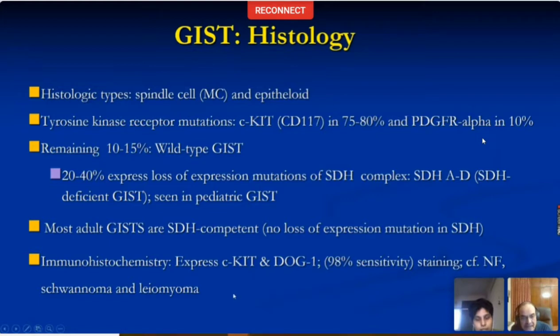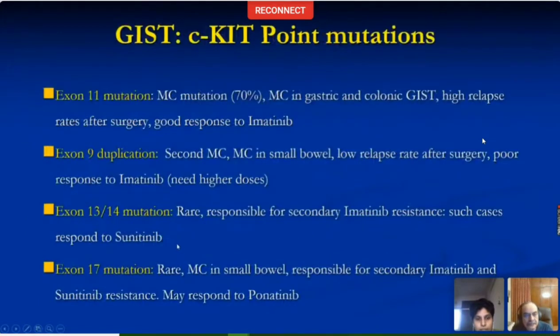Okay, then there is another mutation that can be seen. So I'm just telling you this, at least the important ones are worth remembering. The gastric GIST frequently shows exon 11 mutation, whereas the small bowel GIST, which is the kind we are dealing with right now, more often shows the exon 9 duplication. What is the importance of knowing all this? This is what helps the oncologist to decide, is the lesion going to be sensitive to imatinib or not, right?